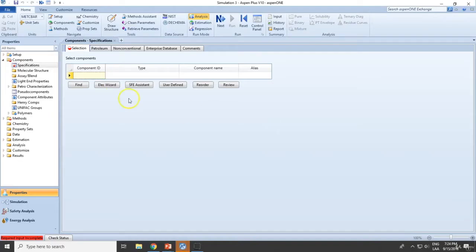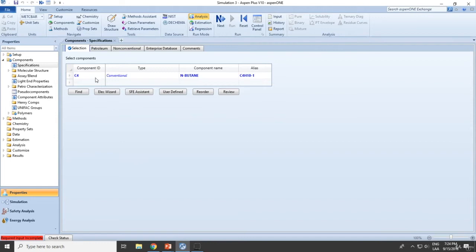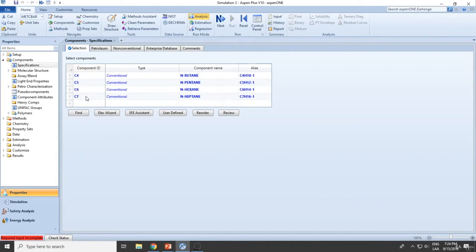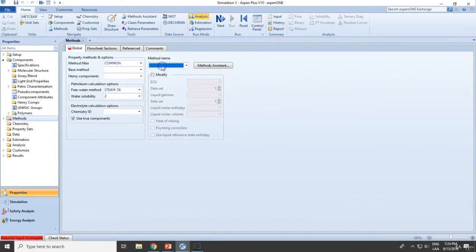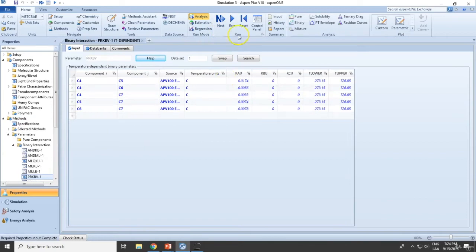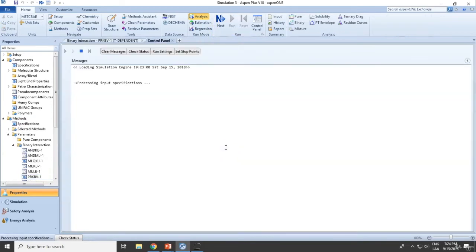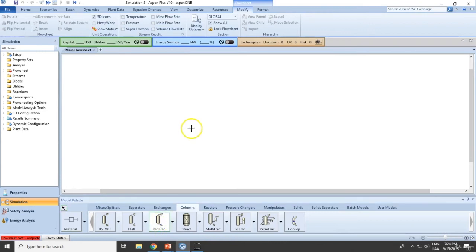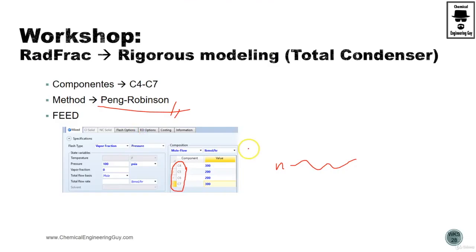Okay, so let's fill this up. Run the simulation so all the parameters are calculated. Done. Now we are going to be using RadFrac, so add this. Add one stream, and this is the total condenser. This is the distillate, the bottoms, the feed.